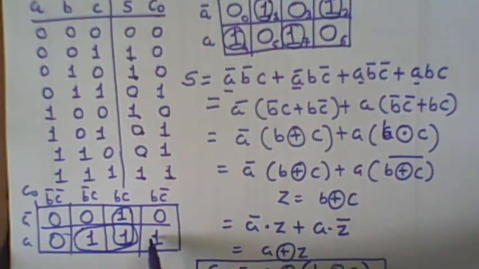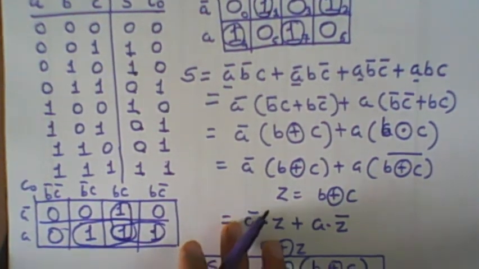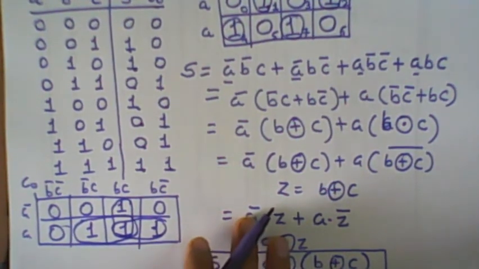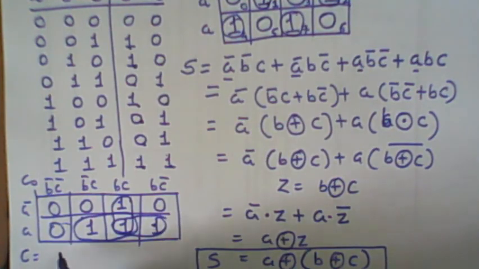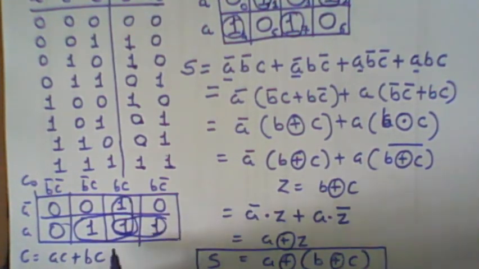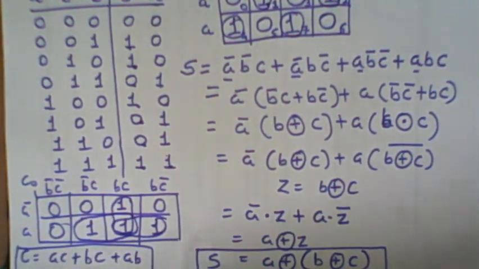Now let's check for this uncovered one. Group of 8 is not possible. Group of 4 is also not possible. Let's make the group of 2. So in this K-map we have three product terms, and each product term has a group of 2. So let me write from this. Common is A and C for this, B and C for this, and for this product term A and B. So for the carry, it is A into C plus B into C plus A into B, and for the sum bit, it is A XOR B XOR C.